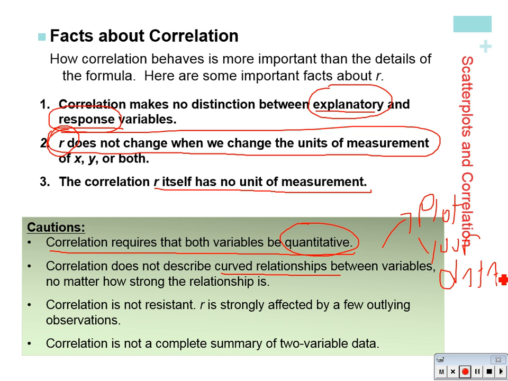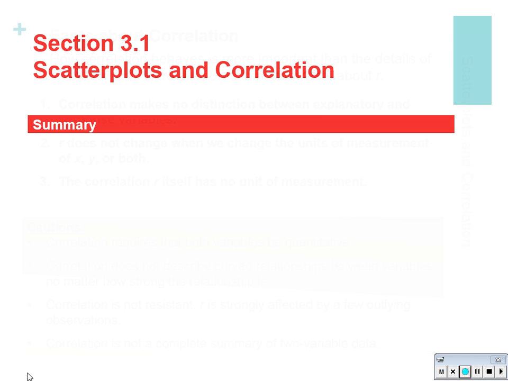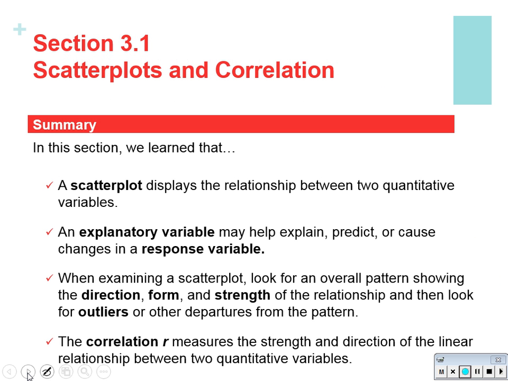Correlation is not resistant, and by not resistant we mean that it is strongly affected by observations that are outliers. And then finally, correlation is not a complete summary of the two variable data. Remember, correlation speaks to your DOFs: direction, outliers, form, and strength. Correlation speaks to the strength. So correlation is a piece of the description, but it's not the entire description. So those are just some basic things involving scatter plots.